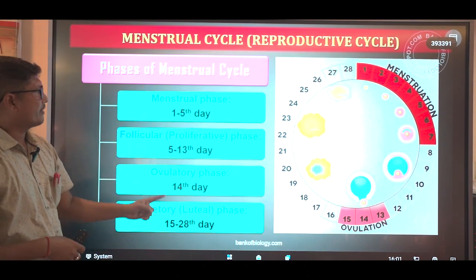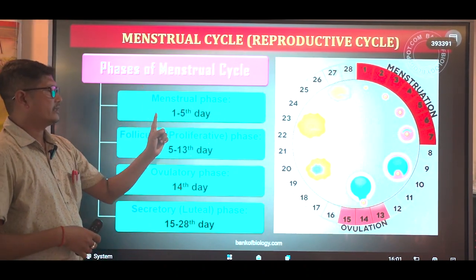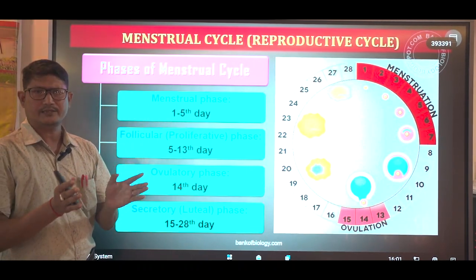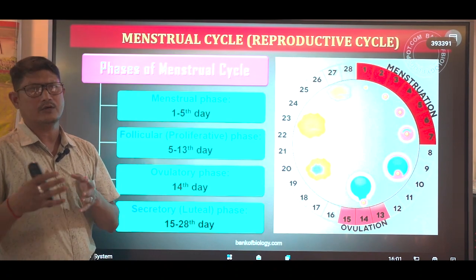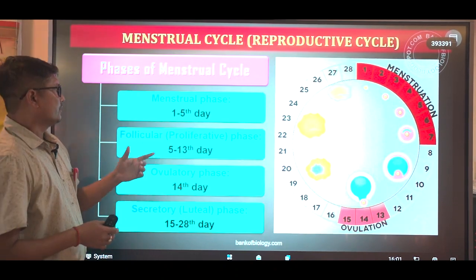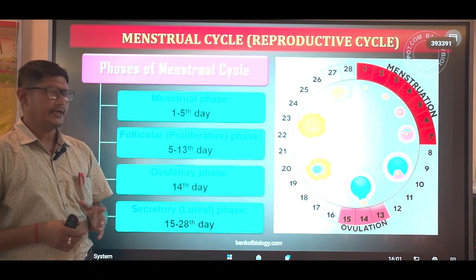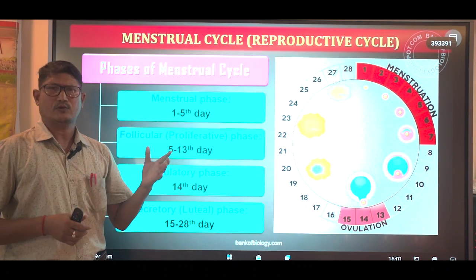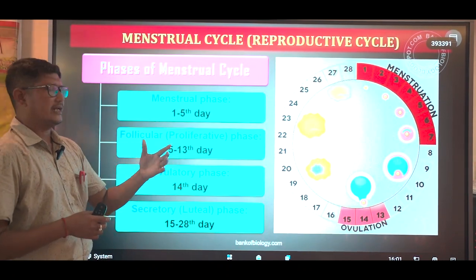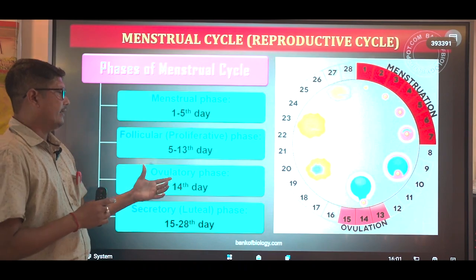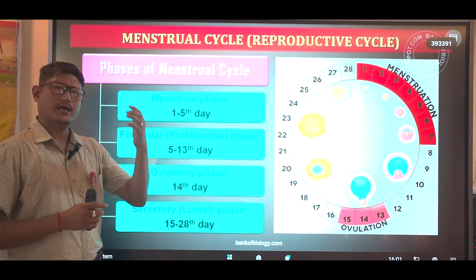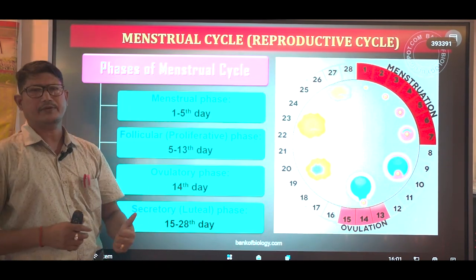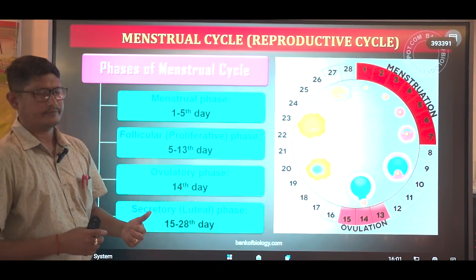We can see here the entire cycle is divided into four stages. The first one is the menstrual stage, which lasts from the first day to the fifth day. There may be a variation of 1 or 2 days depending on the physiology of the individual. On average it is the 1st to 5th day, and after the menstrual phase, the second phase is the follicular phase. This is also called the proliferative phase. It lasts from the 5th day to the 13th day, then the ovulatory phase, which lasts exactly on the 14th day, and the last phase is the secretory phase or the luteal phase.